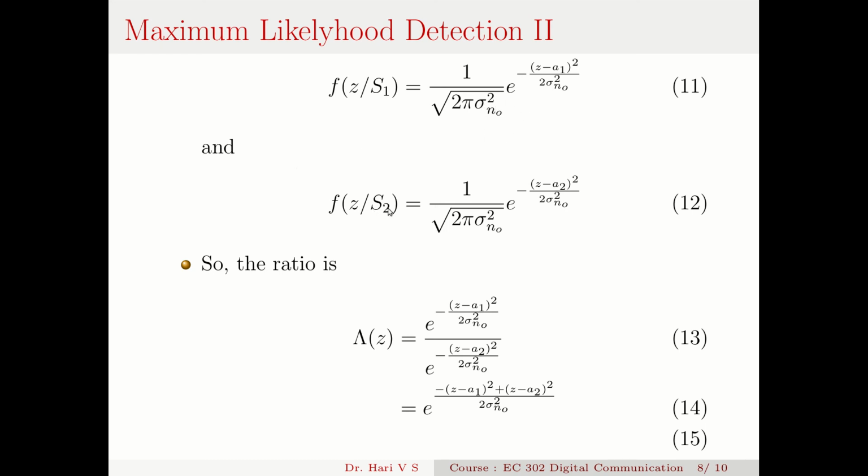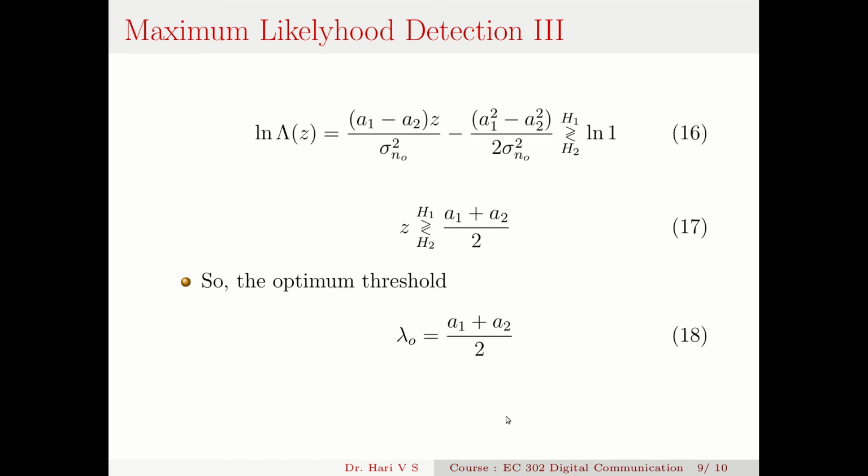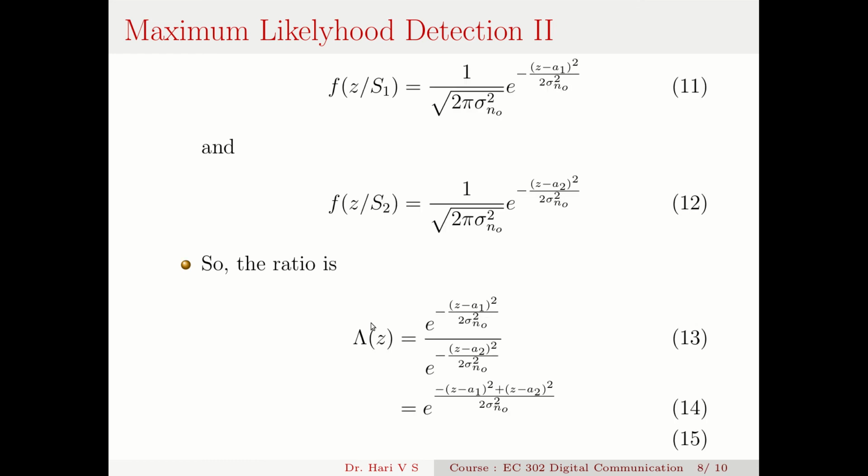Likewise, f of z given s2 is 1 by root 2 pi sigma n0 square, e raised to minus (z minus a2) whole square by 2 sigma n0 square, because it has a mean of a2. My noise, my AWGN, has zero mean. Now, if I take the ratio, the constant factor 1 by root 2 pi sigma n0 square is cancelled. So it is e raised to minus (z minus a1) whole square by 2 sigma square, divided by e raised to minus (z minus a2) whole square by 2 sigma square. So it is e raised to minus [(z minus a1) whole square minus (z minus a2) whole square] by 2 sigma square. Now on expansion, I can take the logarithm of this.